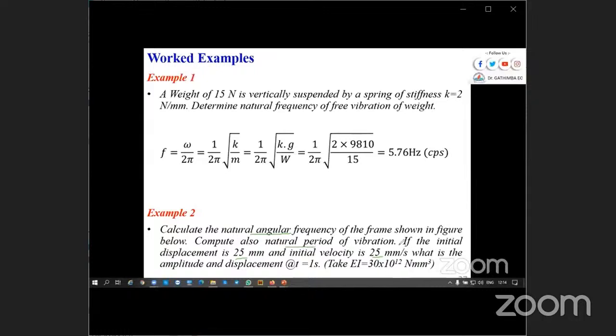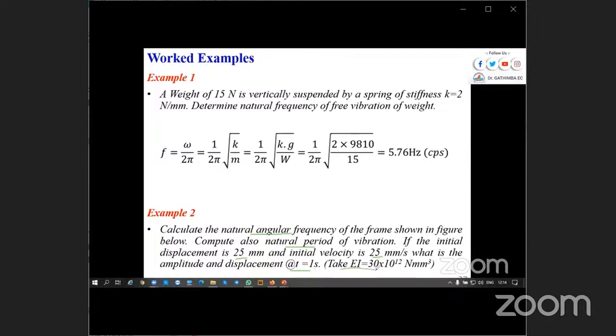Now, the second part is that if the initial displacement is given and the initial velocity is given, you have to calculate the amplitude and displacement at time t equals 1 second. In this case, you can get the exact value because you are told at what time. So you get the equation of motion, then the solution, and the solution will be in wave form. Then because you are given time, you plug in those time values.